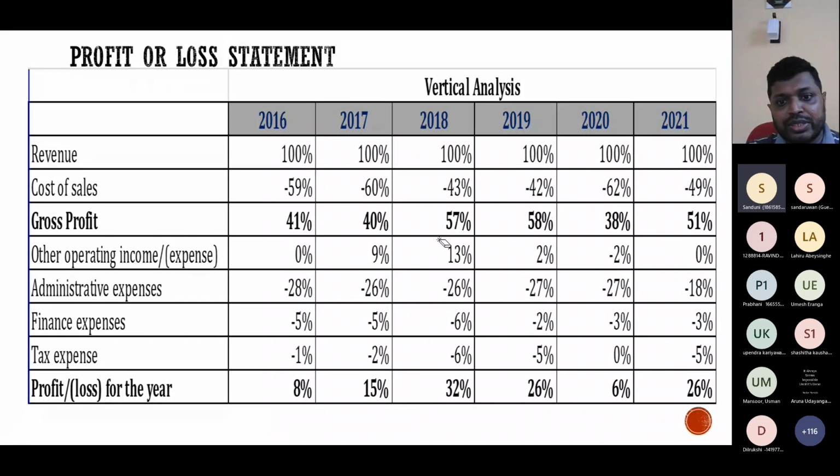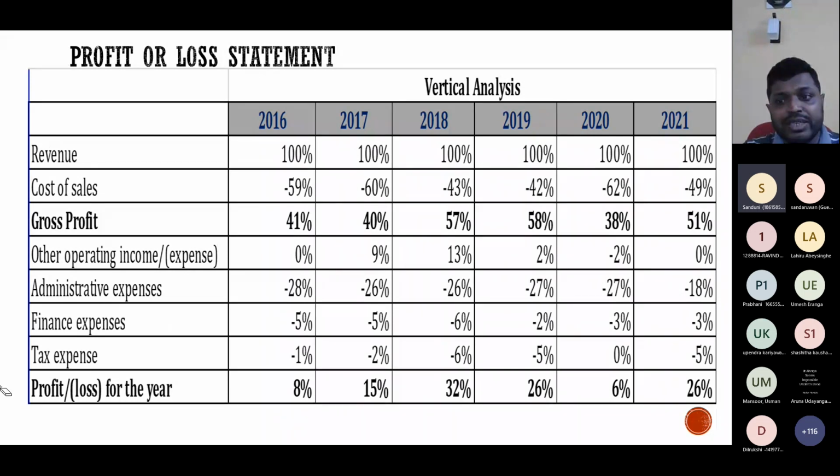Administrative expenses. Generally, these administrative expenses are of a fixed nature, in most situations. It was 28, 26, 26, 27, and 27. But suddenly it has dropped to 18%. You have to see what the reason is. Because the revenue has grown, why have administrative expenses gone down? This is something you need to care about.